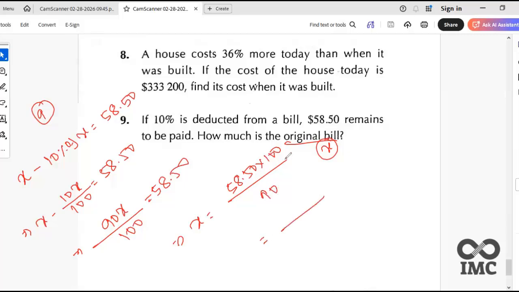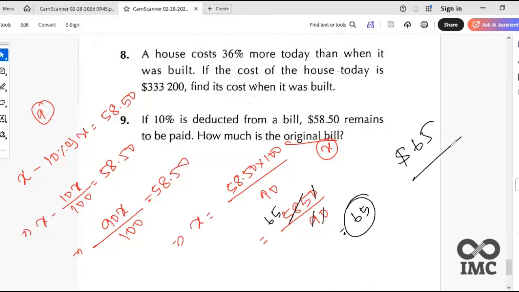58.50 into 100 by 90. Then 58.50 into 100 will be 5850 by 90. Now we need to cancel 0 and 0. Then 9 6 are 54. We have 4, 45. 9 5 are 45. So 65. So the original bill is $65.